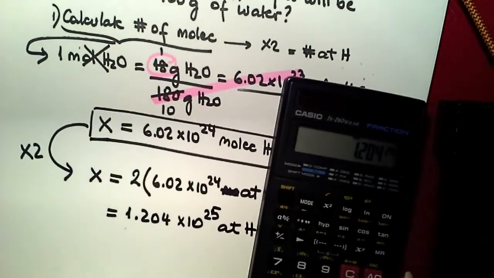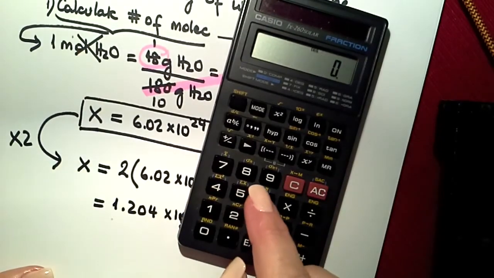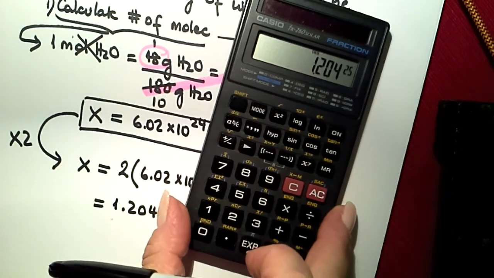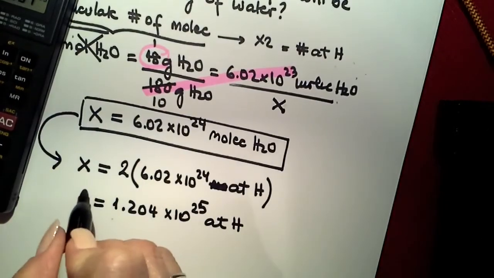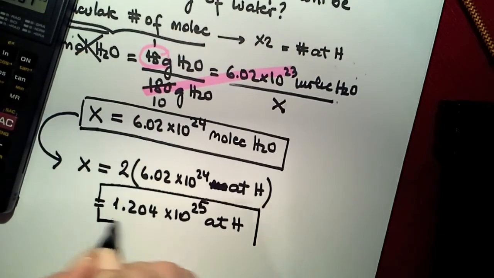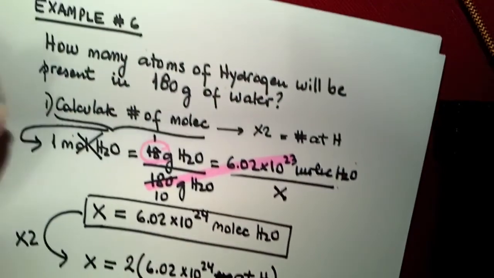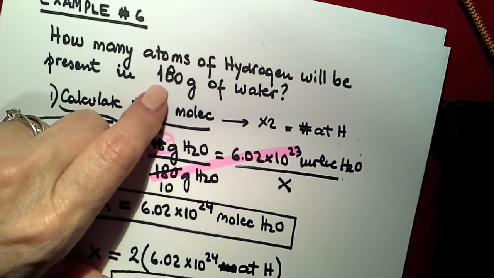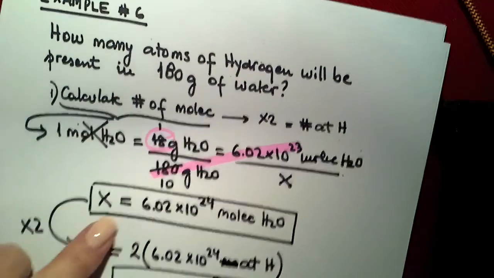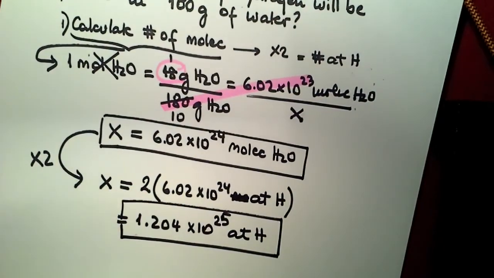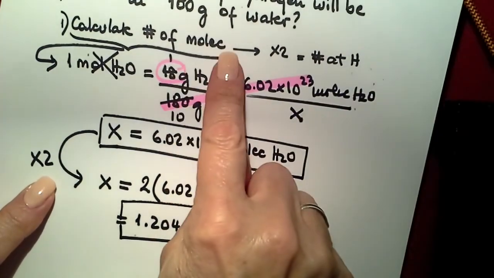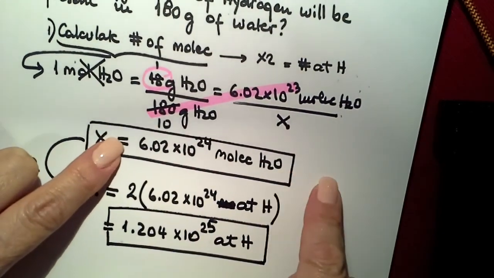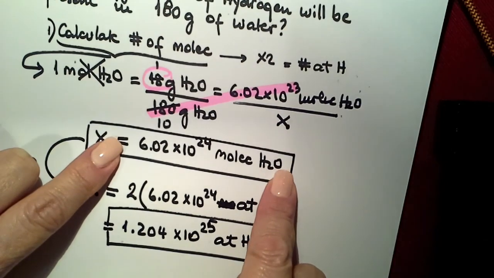Let's verify that with the calculator. 6.02 exponential 24 times 2 gives 1.204 times 10 to the 25th atoms of hydrogen present in 180 grams of water. So if you want the number of atoms present in a formula, first calculate the number of molecules, then see how many atoms are present in the formula, and multiply by that number to get the amount of atoms. Of course, if they are asking for the number of atoms of oxygen, you don't have to multiply. The number of molecules of water is consistent with the amount of oxygens, because it appears only once in the formula.